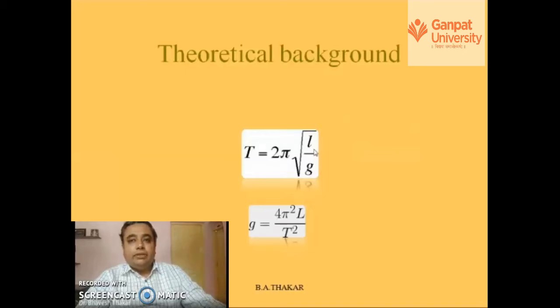L is the length of the pendulum. g is the gravitational acceleration. So we want to measure this gravitational acceleration. If we make this the subject, then g will become 4 pi square L by T square. So if we can find out L and T, then we can easily calculate g. In today's experiment, we will set L and find out its T according to its length. That we'll see in our experiment.